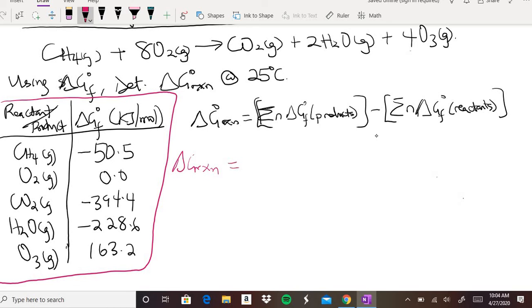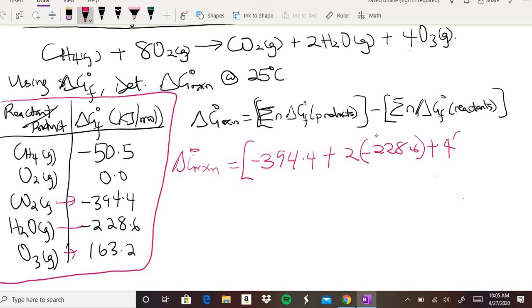For the delta G of reaction, for the products we have 1 mole of CO2, which is negative 394.4, plus 2 moles of H2O, which is negative 228.6, plus 4 of ozone, so 4 times 163.2, minus the reactants: 1 mole of CH4, which is negative 50.5, plus 8 moles of oxygen, and our oxygen is 0, right?